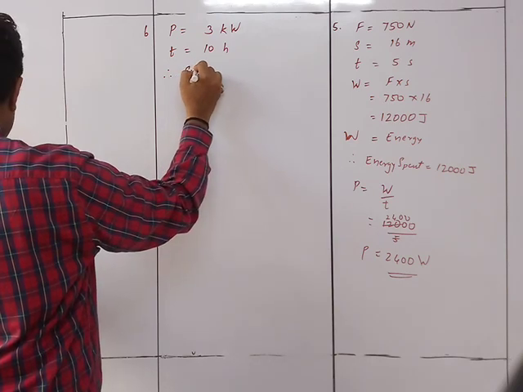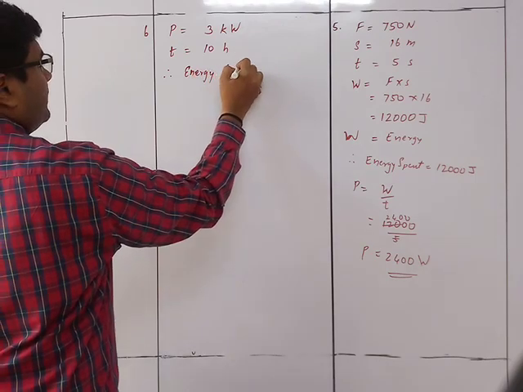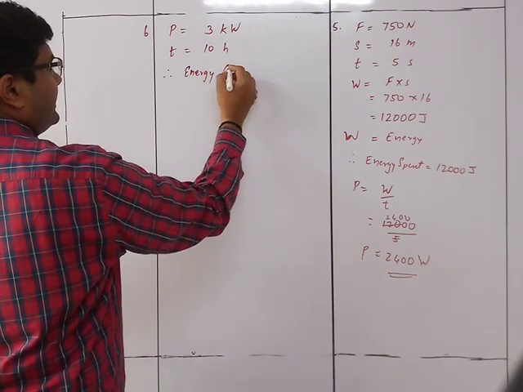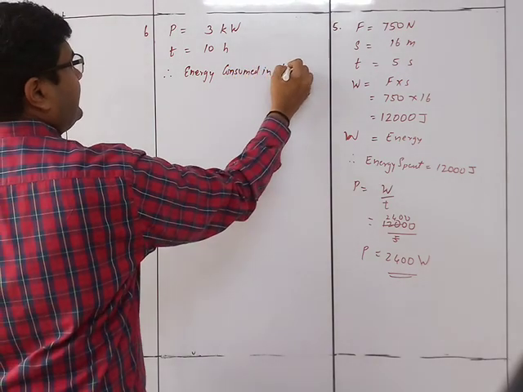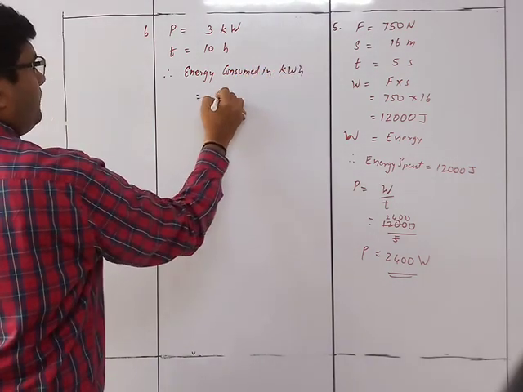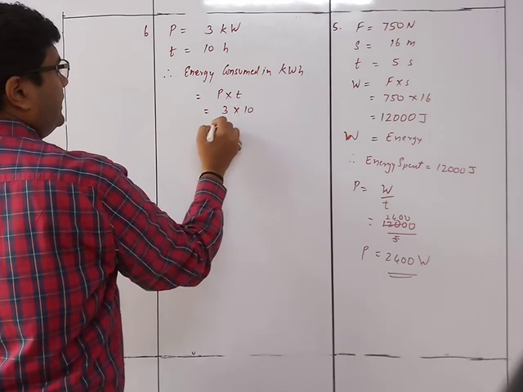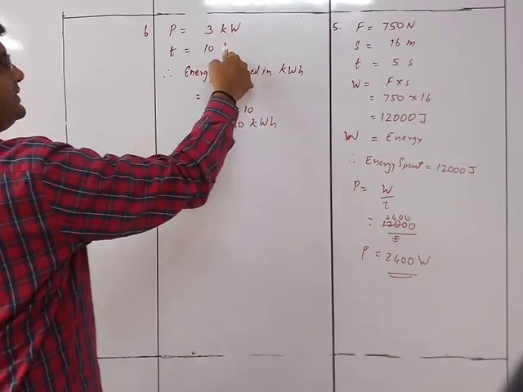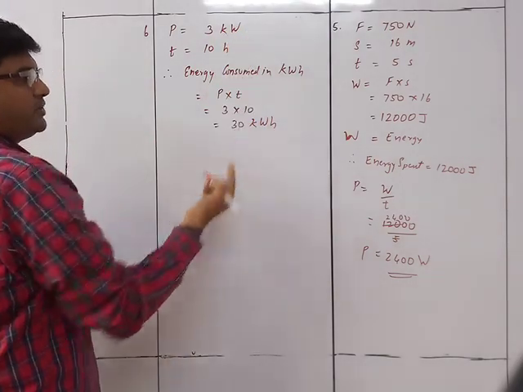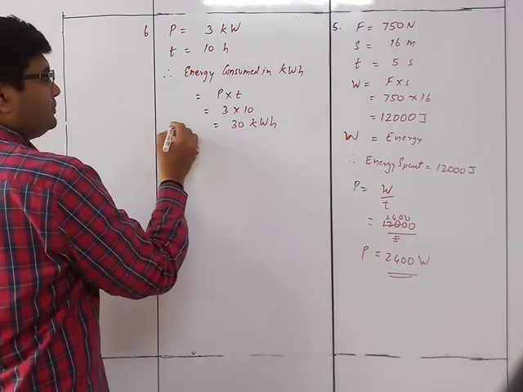Therefore, energy consumed. Because it is energy consumed by electric current, it will be in kWh, equal to P into T, which is nothing but 3 into 10, equal to 30 kWh. See, it is just kW and this h. kWh will be just multiplication of the two. That's the first part.